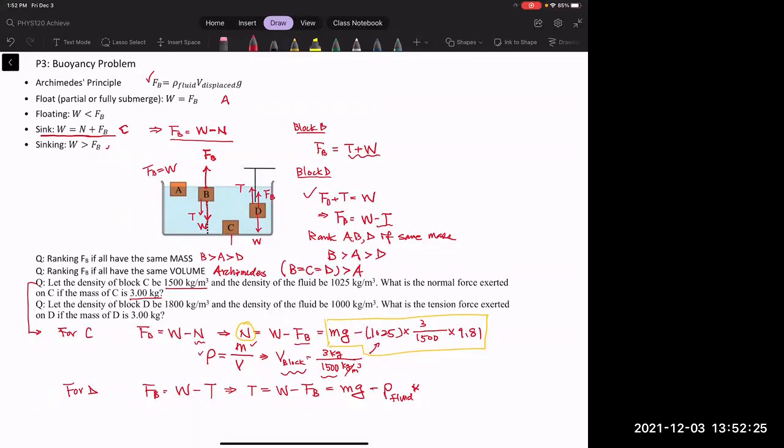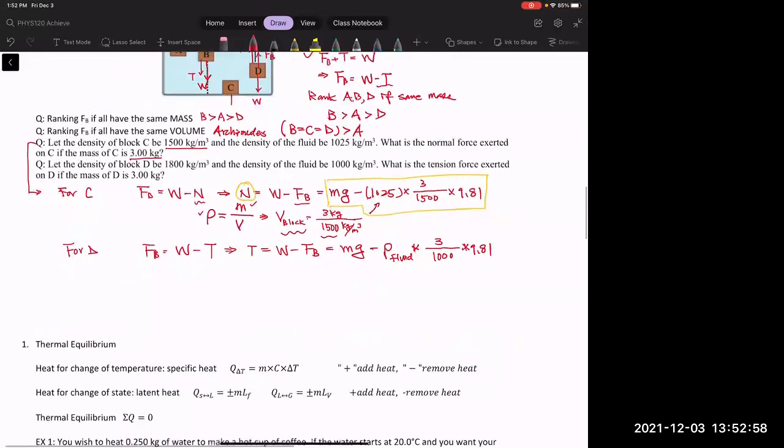So what is the volume of the object? It's the same way that we calculate from the previous one. You have 3 kilograms of mass, but the density is 1,000 instead of 1,025. You put 1,000 here. Then you multiply with 9.8. That's how you get the buoyancy force for this one. Okay, question about this?